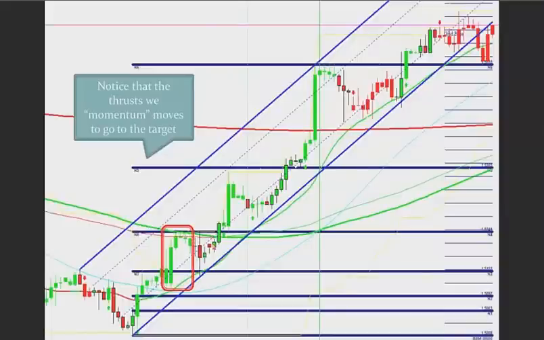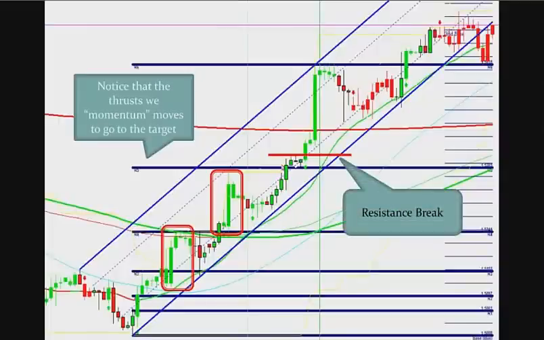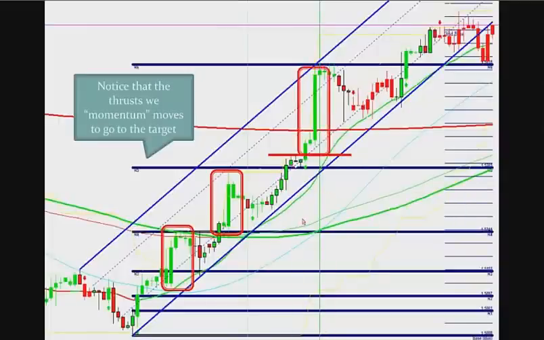What happens then? All right? Notice the next move. Totally unsustainable, up to the target. What do they do? They pull it back. All right? Here's the next move. Once we break this resistance across here, where are we going? We're going to the target.